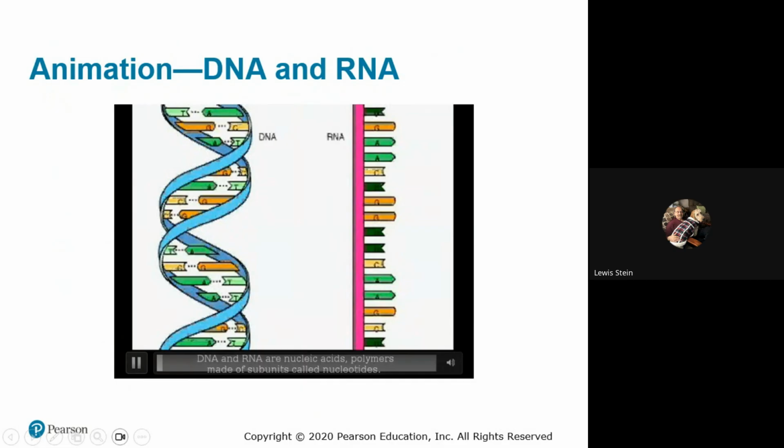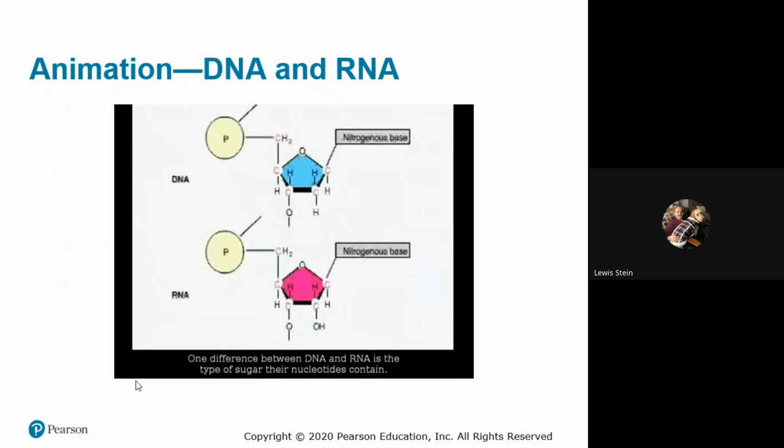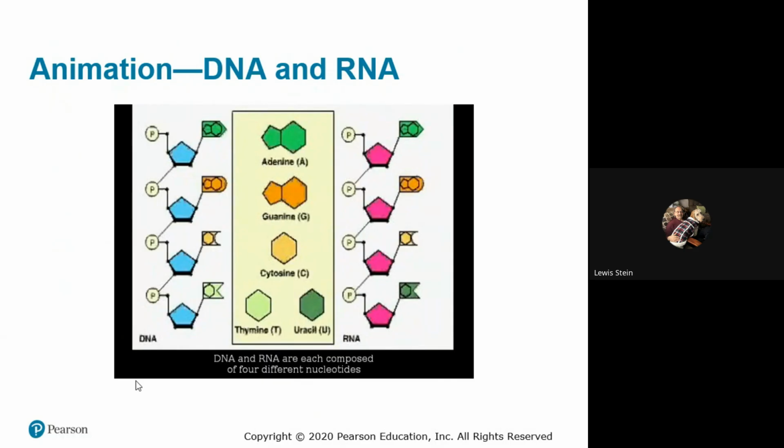Polymers made of subunits called nucleotides. One difference between DNA and RNA is the type of sugar their nucleotides contain. DNA contains the sugar deoxyribose, while RNA contains the sugar ribose. Ribose has one more oxygen atom than deoxyribose. DNA and RNA are each composed of 4 different nucleotides which differ in their nitrogenous bases. 3 of the 4 bases are the same in DNA and RNA: adenine, guanine, and cytosine. The 4th base in DNA is thymine. In RNA, it is uracil.